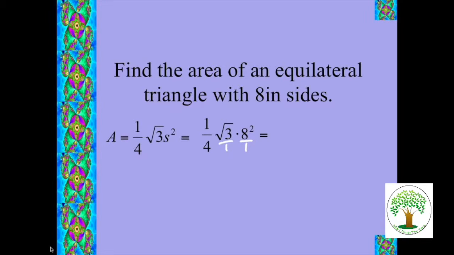And what will be on the denominator? 4. You're also going to be able to reduce if you wanted to. So at this point, you could just write 64 square root 3 over 4, and then reduce the 64 and the 4. You can reduce after you multiply, or we can reduce before we multiply.